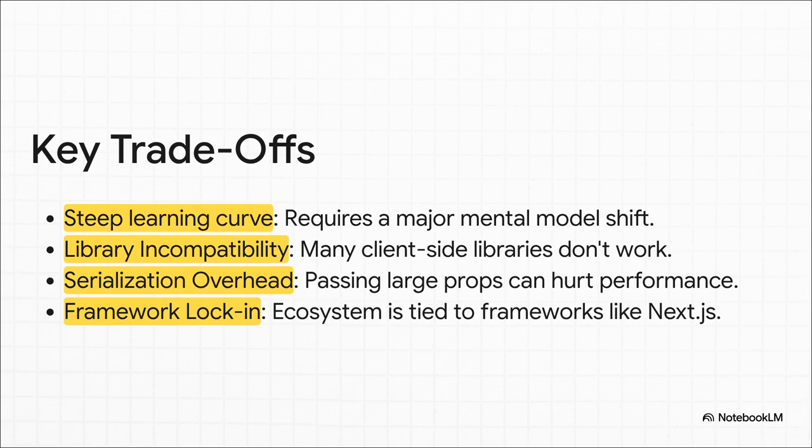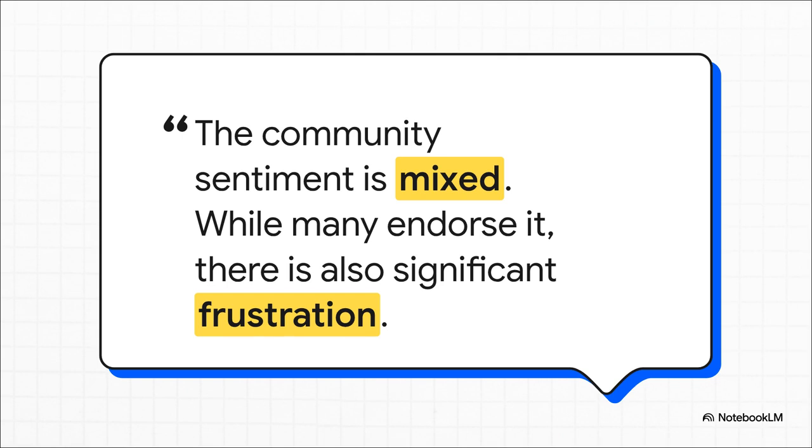You also have to be careful about something called serialization overhead. That's just the work it takes to package up data to send it from the server to the client. If you send too much complex stuff, you can actually make your app slower. And finally, right now, the whole ecosystem is still pretty new, and it's basically tied at the hip to big frameworks like Next.js. If you don't want to use a framework like that, you're kind of out of luck for now.